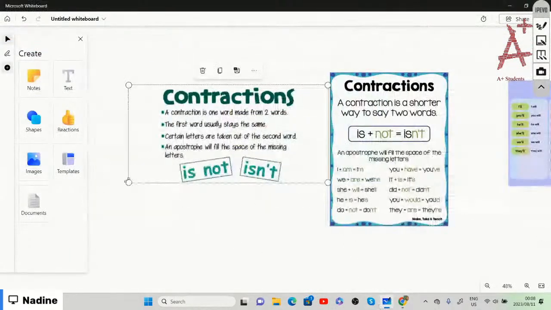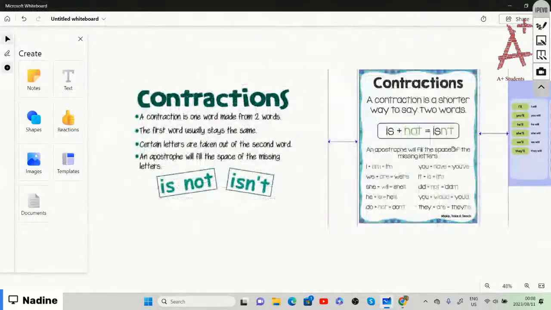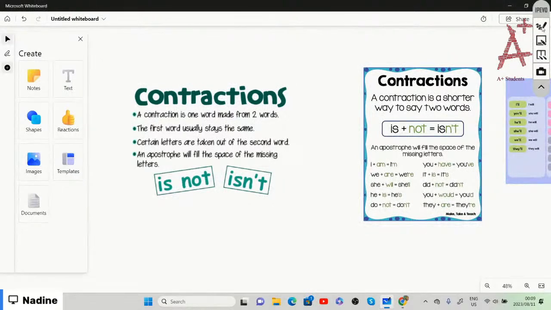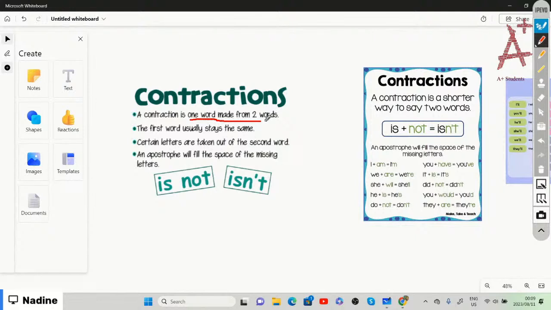So contractions, right? So once again, a contraction is one word made from two words. It's like we said, we put those two words together, and then we make one word. So a contraction is one word that is made from two words, and the first word usually stays the same.